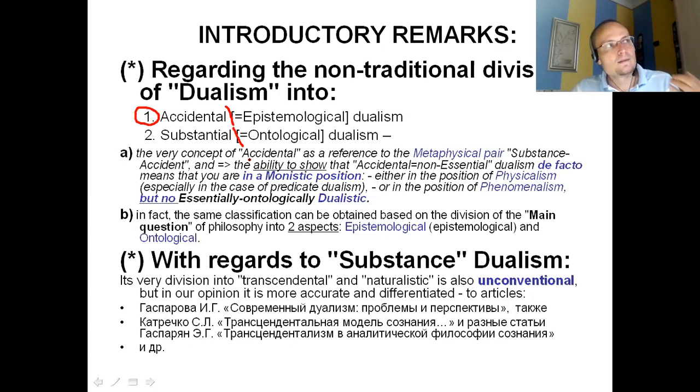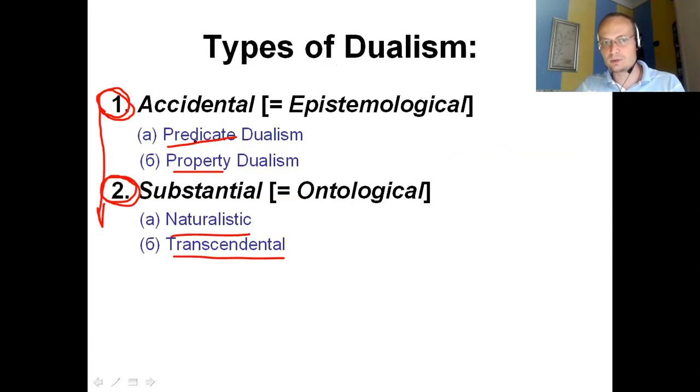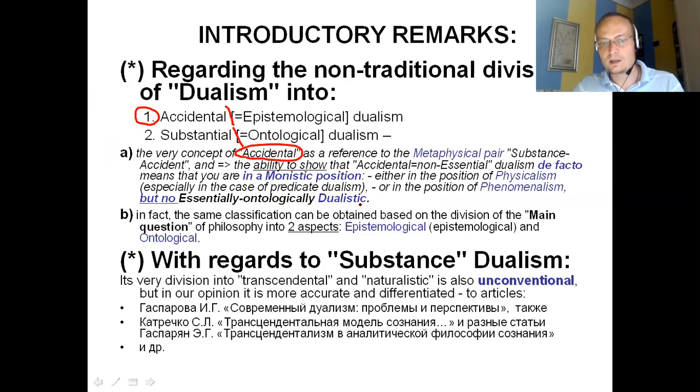I chose this version of classification because for me it's very useful. I think it's very useful for catching the essence of the different versions of development in dualism. What do I mean? For example, when we stand on the accidental position, when we use this approach like predicate and property, we imply that we use dualism not as something real.